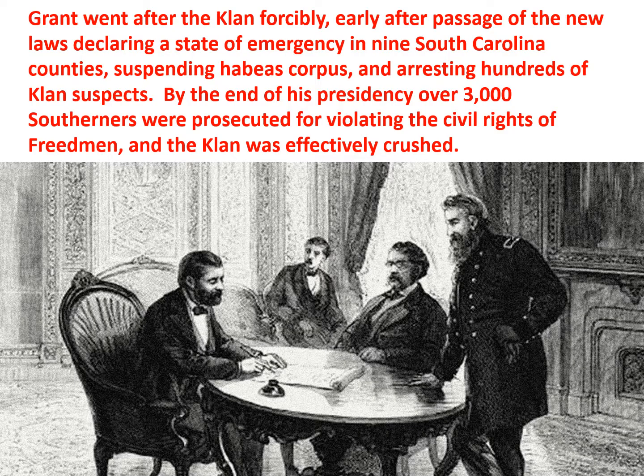Grant went after the Klan forcibly after passage of the new laws, and he even declared a state of emergency in 9 South Carolina counties. He did suspend habeas corpus, and he arrested hundreds of Klan suspects. By the end of his presidency, over 3,000 Southerners had been prosecuted for violating the civil rights of freedmen, and the Klan was effectively crushed.